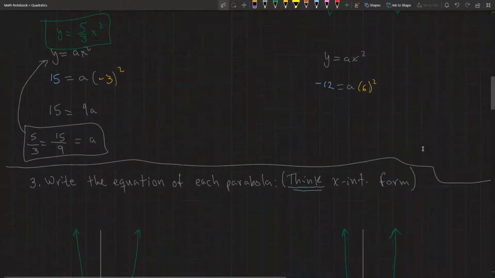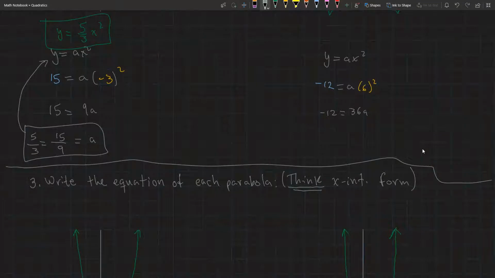So -12 is going to be equal to some vertical stretch times 6 squared, because x was 6. Let's do a little bit of algebra here, simplifying, or arithmetic, however you want to think about it. We know that -12 is 36a. Check your own work. So a is -12 over 36. And for the users that are really fast, see if you did it faster than me, it is -1 over 3.